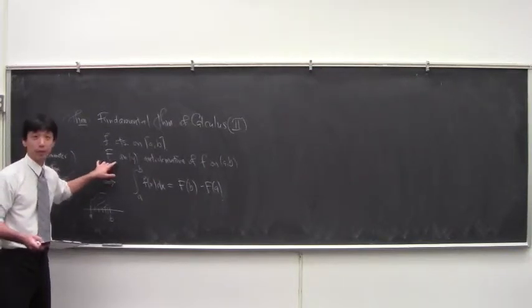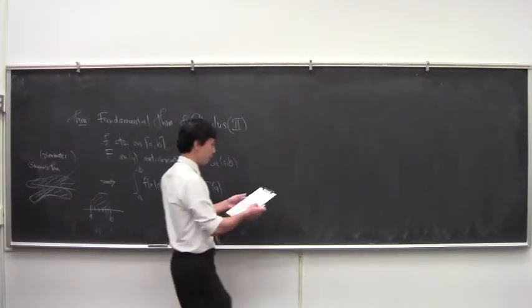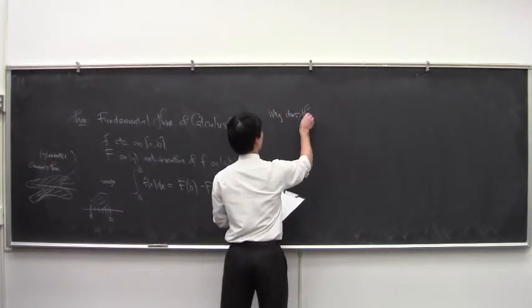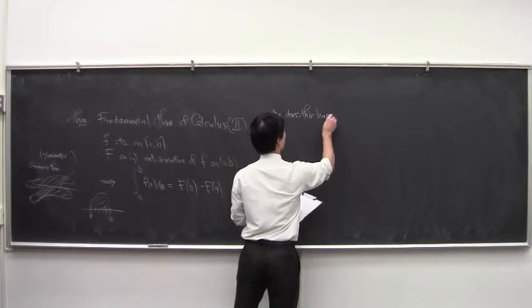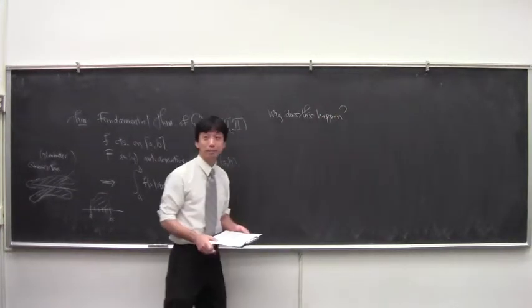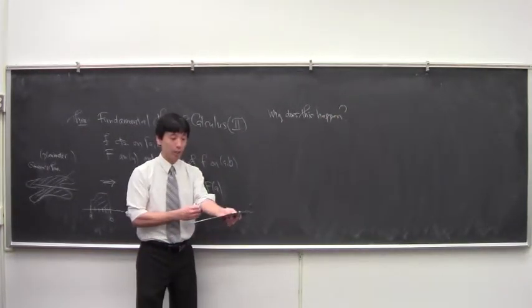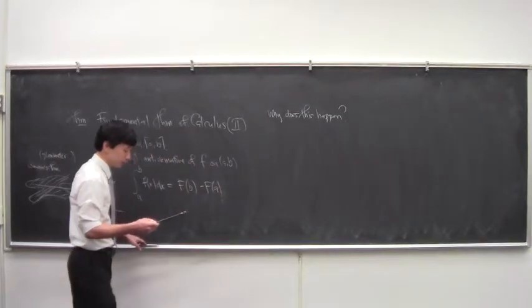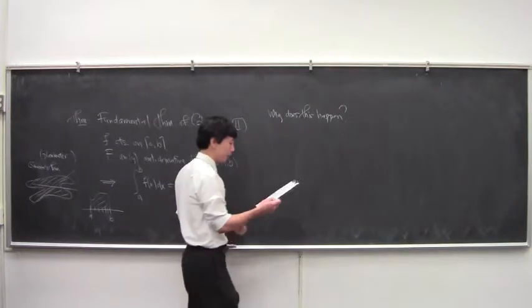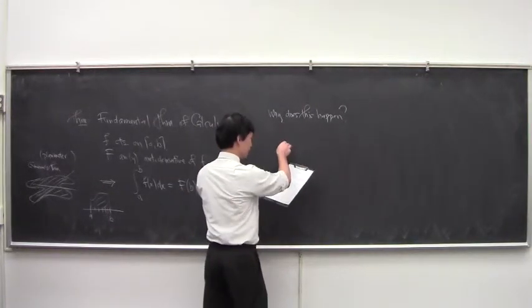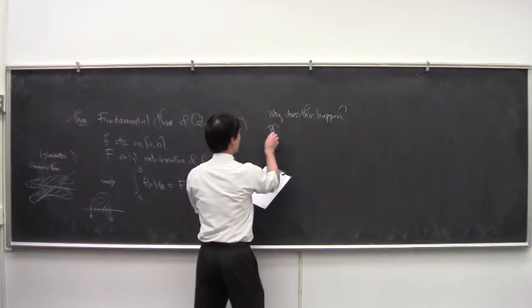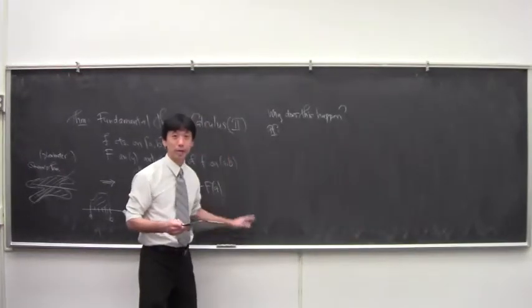So here's the second fundamental theorem of calculus. Let's see why it's true. Why does this work? Why does this happen? We're going to give one argument right now, and we'll give another argument later. This is the one I'm not sure I like so much, but it's kind of cool. Here's the argument that shows us how this thing works.